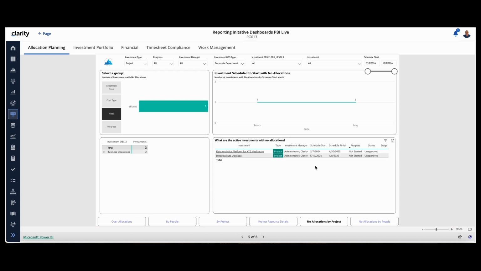So really allowing you to visualize what's going on on the outside. Where are those projects that haven't even started yet? Should I be concerned about those things?